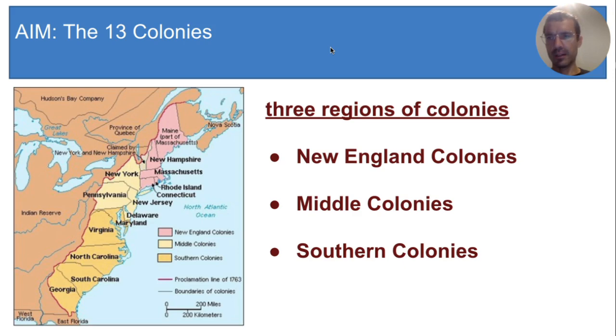Now let's look at the 13 colonies more closely. We grouped them into three geographic regions: the New England colonies, the Middle colonies, and the Southern colonies. And we grouped them this way because the colonies in each of those regions shared specific characteristics. For the rest of this video, I want you to focus on the geographic and economic characteristics that the colonies in each region shared.